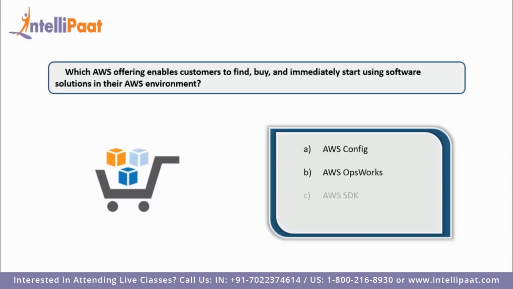Moving forward, our next question is, which AWS offering enables customers to find, buy, and immediately start using software solutions in their AWS environment? You can think of it as, say, you want a deep learning AMI, or a Windows Server AMI with specific software installed on it, right? Some of them are available for free, but some of them can be purchased in the AWS Marketplace. So the answer for this is AWS Marketplace. It's basically a place where you can buy all the AWS or non-AWS software that you require to run on the AWS infrastructure, right? So the answer is AWS Marketplace.